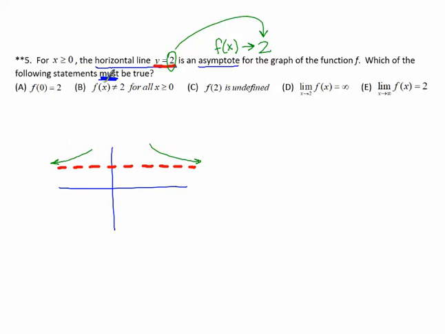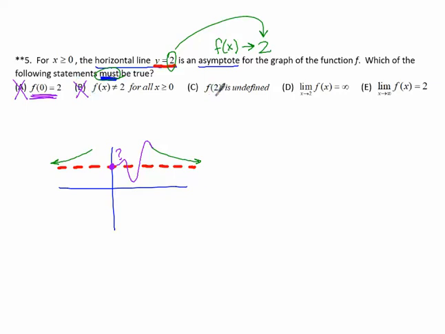So which of these following statements must be true? F of 0 equals 2. Is it true that f of 0, at 0, the x value has to equal 2? It could, but does it have to? No, it doesn't. Is it true that the y values can't equal 2 for all x greater than or equal to 0? So that's saying the y values can't hit 2. So the function can't do this? No, it could. So that doesn't have to be true.